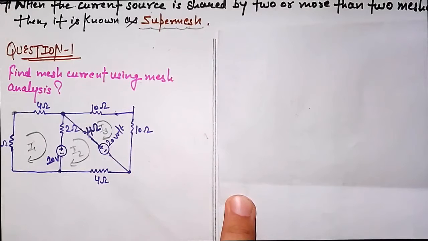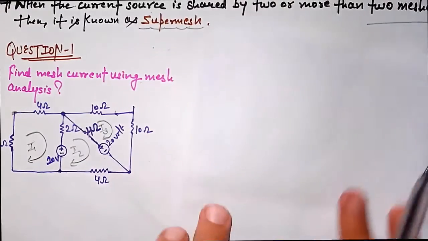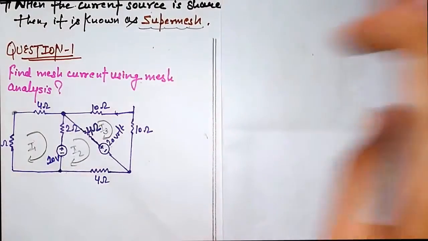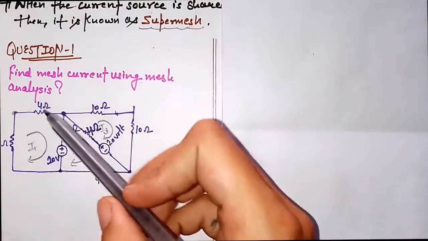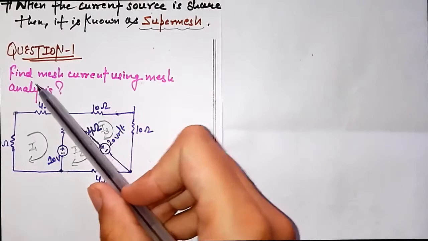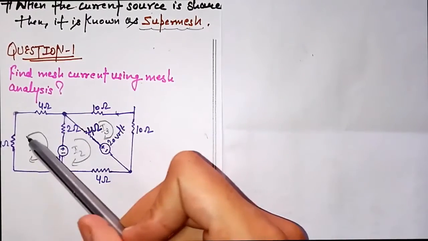As you all know, in the previous lecture, we were able to discuss only our question number 2. In this lecture, we will continue our topic and then solve question number 1. In question number 1, find the mesh current using mesh analysis. Mesh current find करना है.